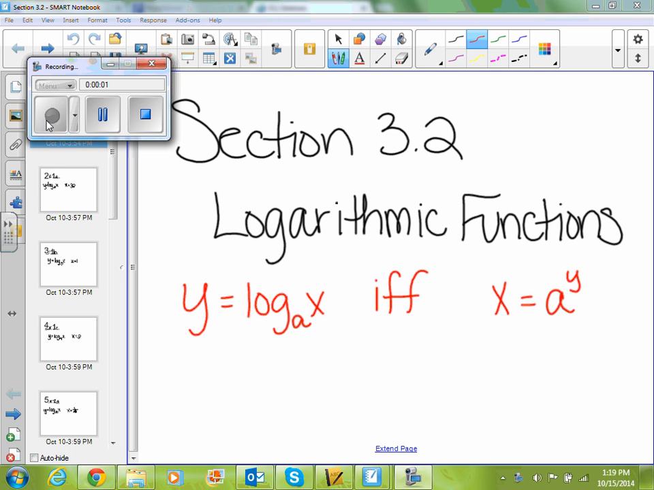Alright, so if we look at 3.2 logarithmic functions, the basis of a logarithmic function is that y equals log base a of x if and only if x equals a to the y power. So they kind of go in a zigzag motion. You take your base, then you go to the other side of your equal sign, and that becomes your new exponent. And the value inside your log, the x, becomes what it equals.